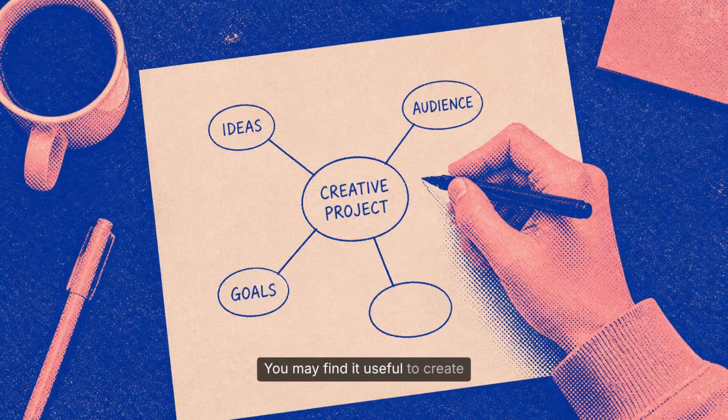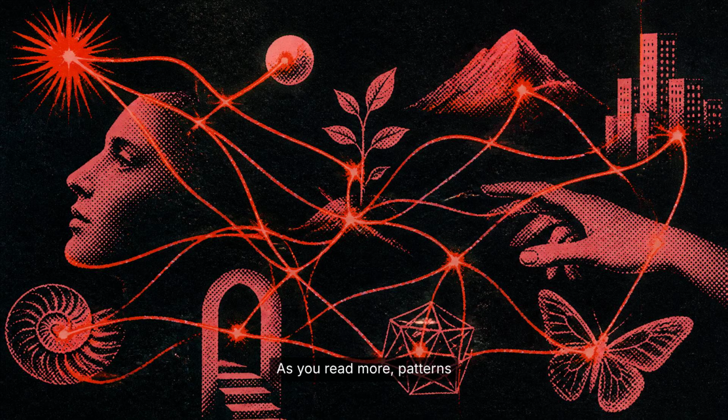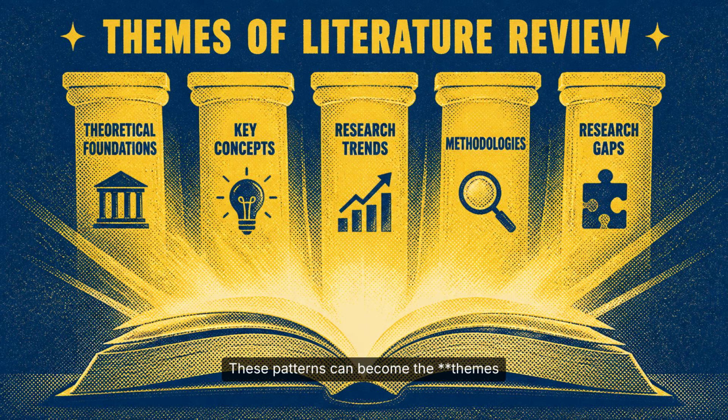You may find it useful to create a simple mind map as you read. Put your topic in the center and begin adding branches for key ideas, organizations, facts, influences, groups affected, and issues appearing repeatedly in the research. As you read more, patterns should begin to emerge. These patterns can become the themes of your literature review.